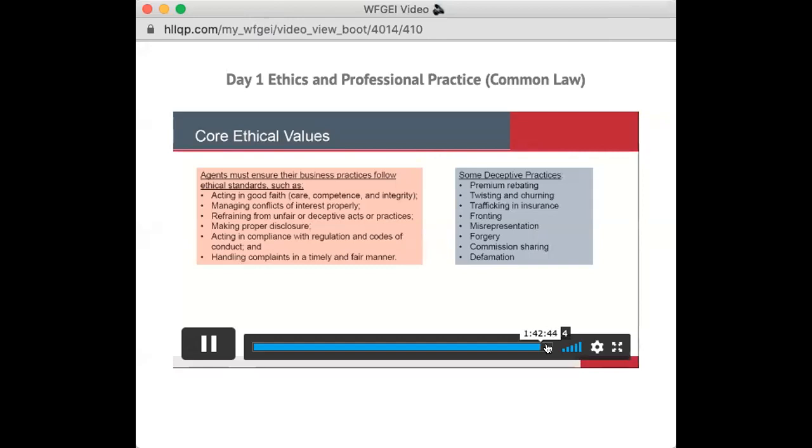Okay. Misrepresentation, that's perfectly obvious. If you misrepresent the product, misrepresent the company, all those kinds of things, then you're liable because again, you're not telling the client the truth.